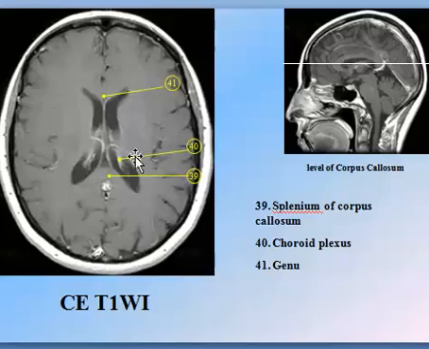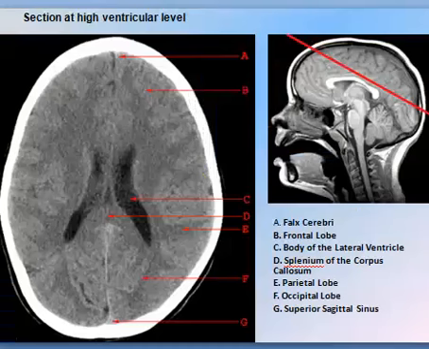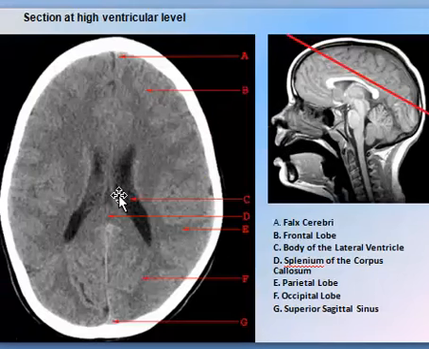Now we left the region of the internal capsule and basal ganglia, and this is called the old dancer level or the high ventricular level, and this is the region of the corona radiata. High ventricular level or old dancer level. What is this? This is a falx. What is this? This is the superior sagittal sinus, and this is the straight sinus.